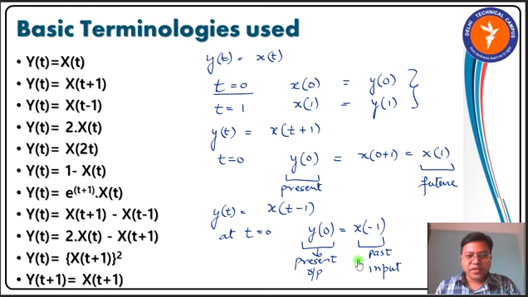So we have considered three examples here. In the first example we saw that present output is dependent on present input. In the second example we saw that present output is dependent on future input, and in this particular example we saw that present output is dependent on past input. So these are three different systems.